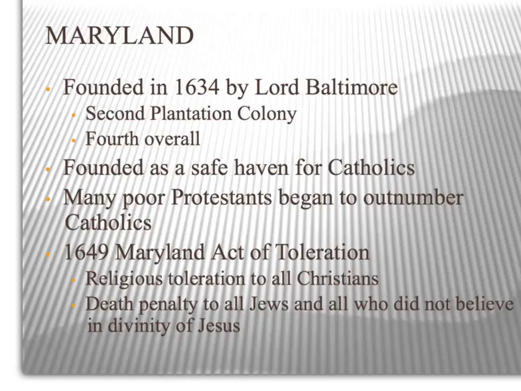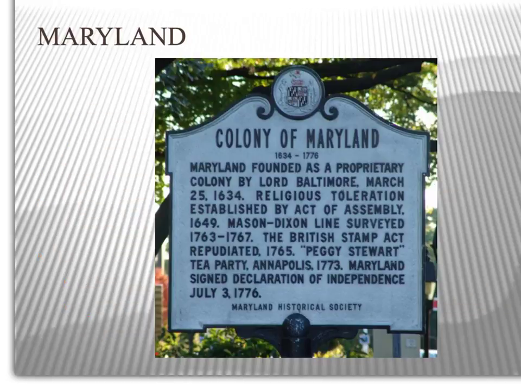And so in 1649, the second Lord Baltimore, the son, actually convinced the government in Maryland to pass a Toleration Act to ensure religious toleration to all Christians, but interestingly enough, death penalty to all Jews and all who did not believe in the divinity of Jesus. So you can see here Maryland, right?